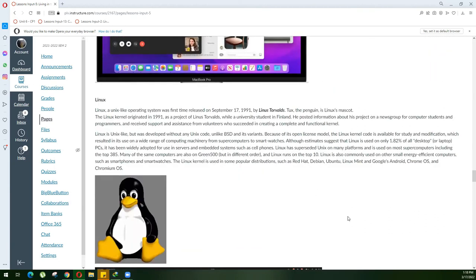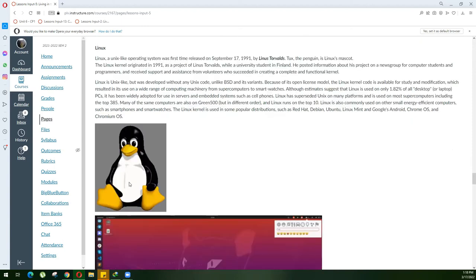Linux, a Unix-like operating system, was first released on September 17, 1991 by Linus Torvalds. They have a mascot called Tux the Penguin. The Linux kernel originated in 1991 as a project of Torvalds while he was a university student in Finland. He posted information about this project on a newsgroup for computer students and programmers and received support and assistance from volunteers who succeeded in creating a complete and functional kernel.